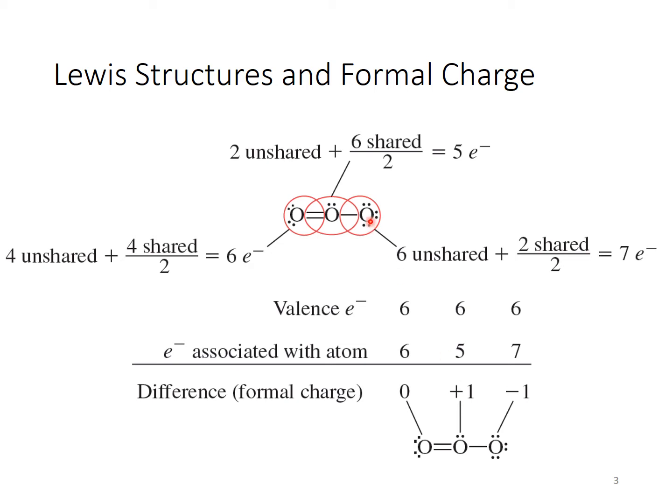The rightmost oxygen starts with 6 unshared electrons. There's 1 bond associated with it, so 2 shared divided by 2 gives you 7 electrons. 6 minus 7 gives you -1. Ozone is O3, a neutrally charged complex, so the sum of those formal charges needs to equal 0, and it indeed does. 0 plus 1 minus 1 does equal 0. So this is an example of formal charges in Lewis dot structures.